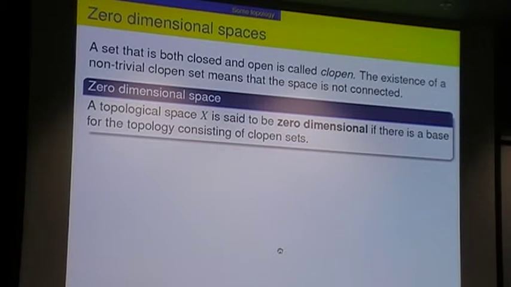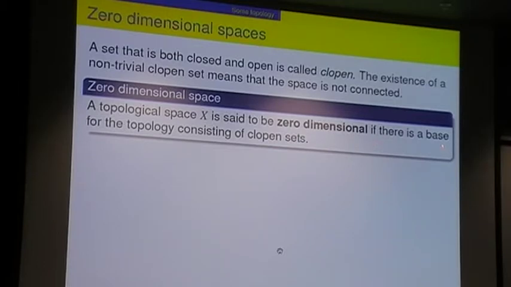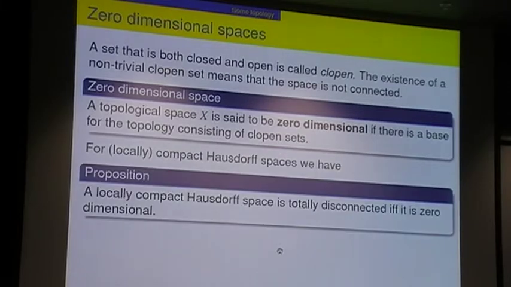Now, it could be that you have lots of these clopens. So we'll say a topological space is zero dimensional if there is a base for the topology consisting of these clopen sets. A base for the topology is simply a family of open sets that are enough to express any other open set as a union. So that means not every open set is clopen, but there are enough of them that anything can be expressed as a union of these clopen sets. So this is another signal that the space is very disconnected. And now we have this theorem that says for locally compact Hausdorff spaces, total disconnectedness and zero dimensionality mean the same thing. So for our setting, we just take these things to be equivalent.